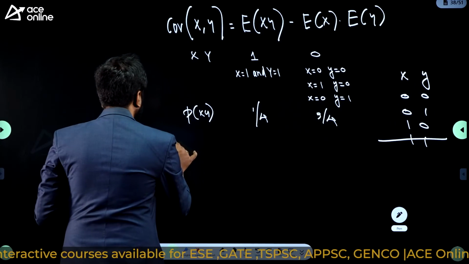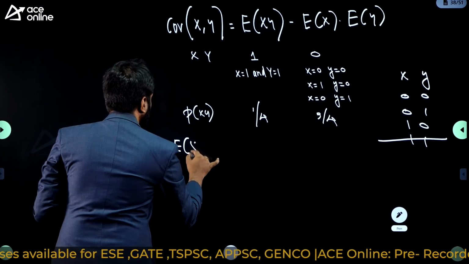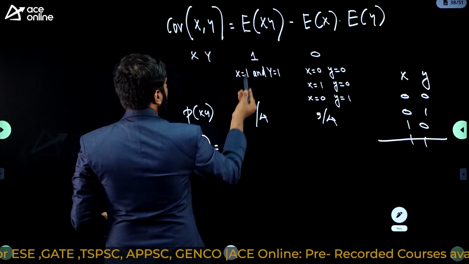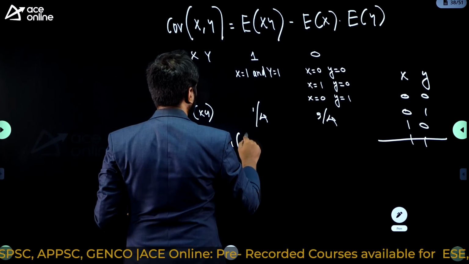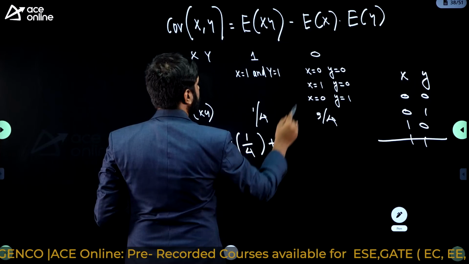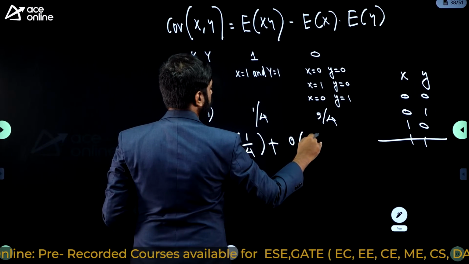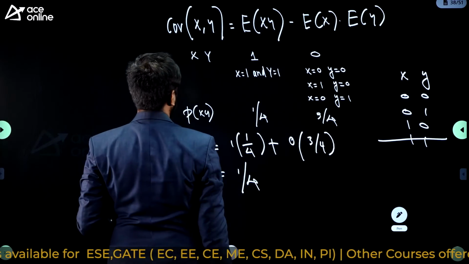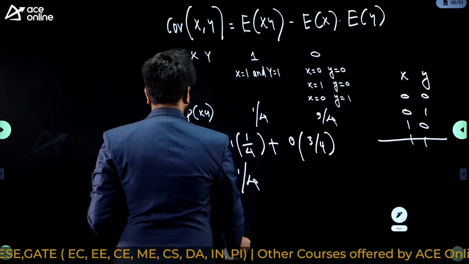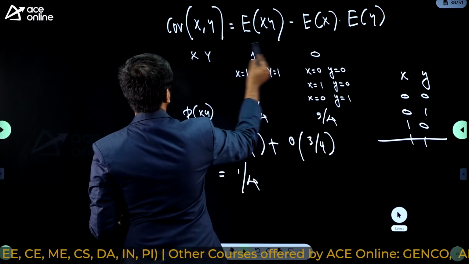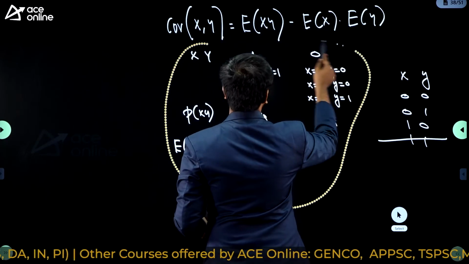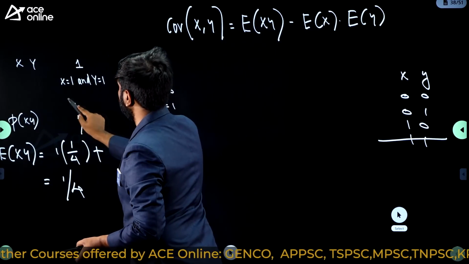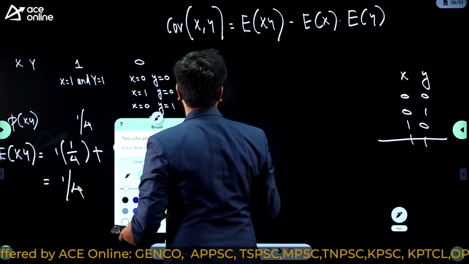So I need the expectation of xy. How do you find this? This observation into its probability: 1 into 1 by 4 plus this observation, which is 0, into 3 by 4. How much is this? This is 1 by 4. Now we have got the expectation of xy and the individual expectations. Okay, let us keep this aside. Now you substitute these values to get the final answer.